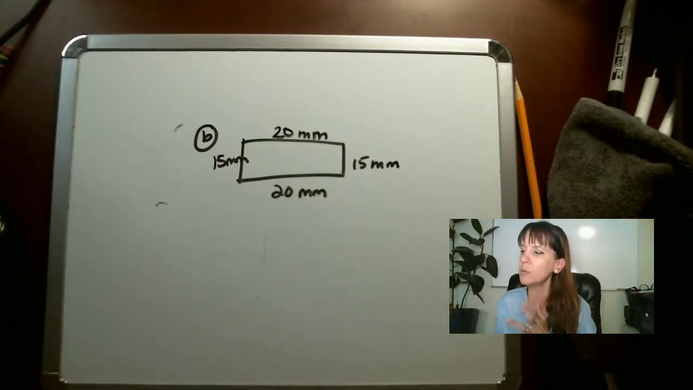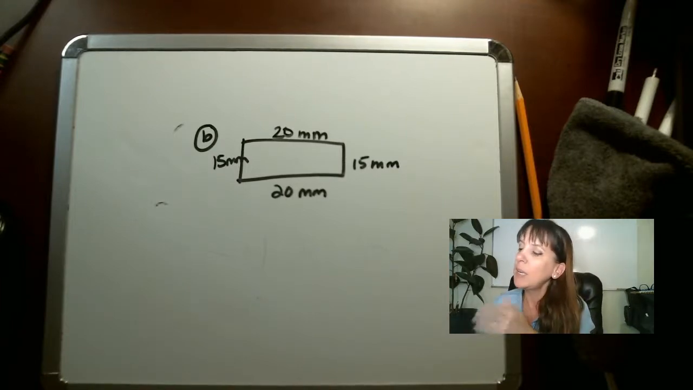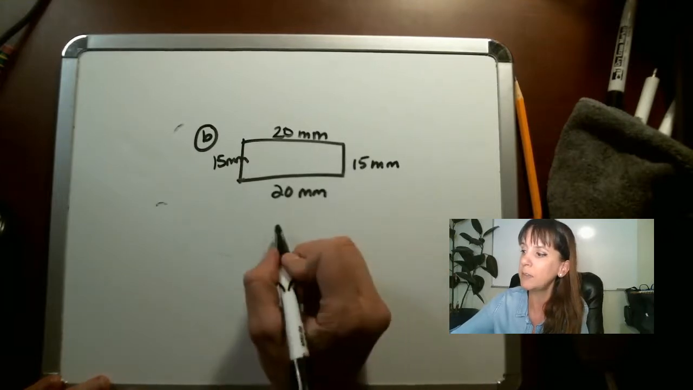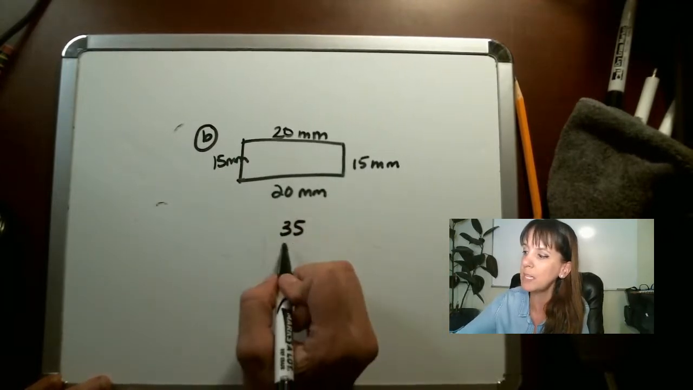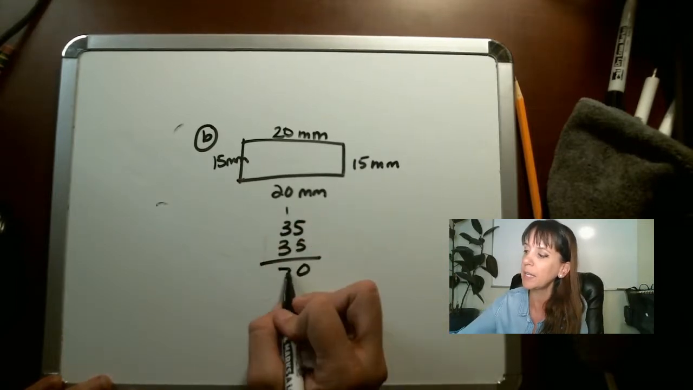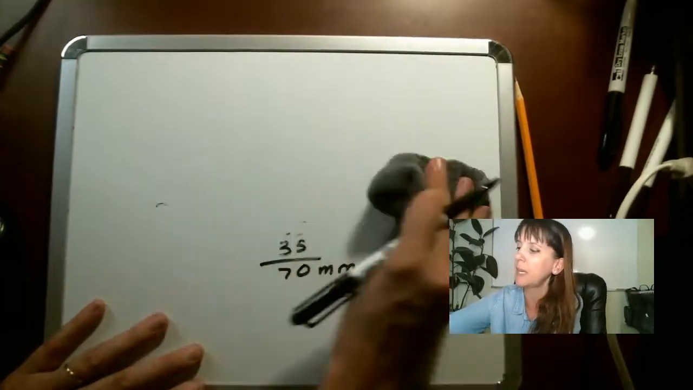All right, so we go to Lowe's. We're like, hey, we need a... again, garden of millimeters. We need fencing for our garden. It's going to look like this. 20 plus 15 is 35, plus 20 plus 15, which is another 35. We add those up, and guys, we get 70 millimeters. 70 millimeters should be your answer for B.